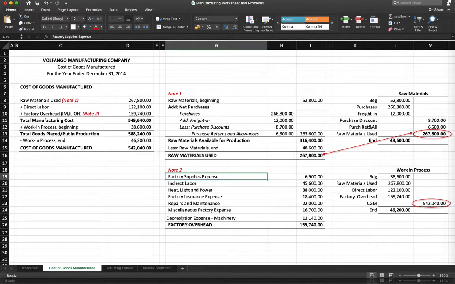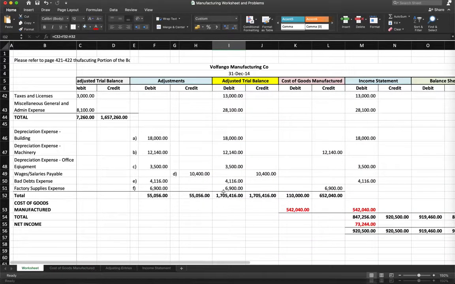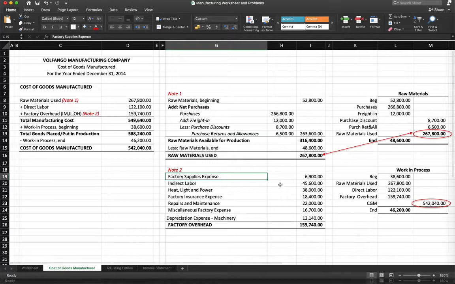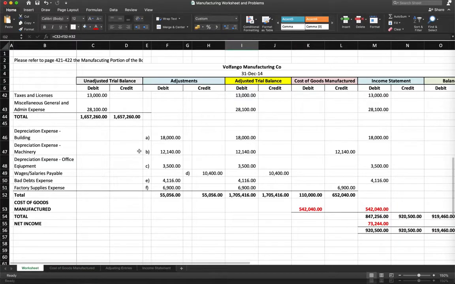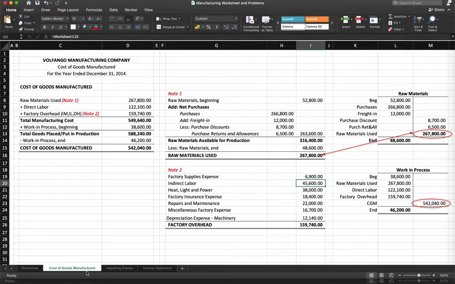nagamit into production, kasi ang kinocompute natin, magkano ba yung cost ng production? Diba? Kaya yung expense yung kinuha natin. And that is 6,900. Saan ba yan makikita? Nandito yan sa adjusted balance. 6,900. Ito, factory supplies expense. Diba? Okay. Next, indirect labor. Nasa adjusted balance din yan, yung indirect labor. Dito, indirect labor. Ayun, indirect labor, 45,600. Indirect ha, dahil pag direct labor, separate yan, hindi yan kasama sa factory overhead.